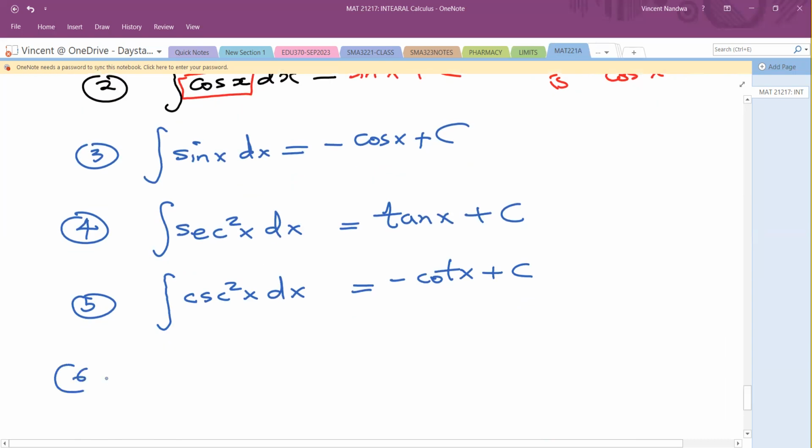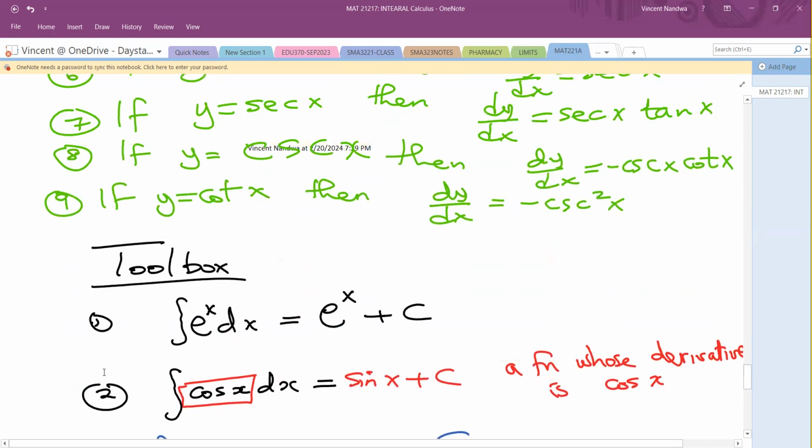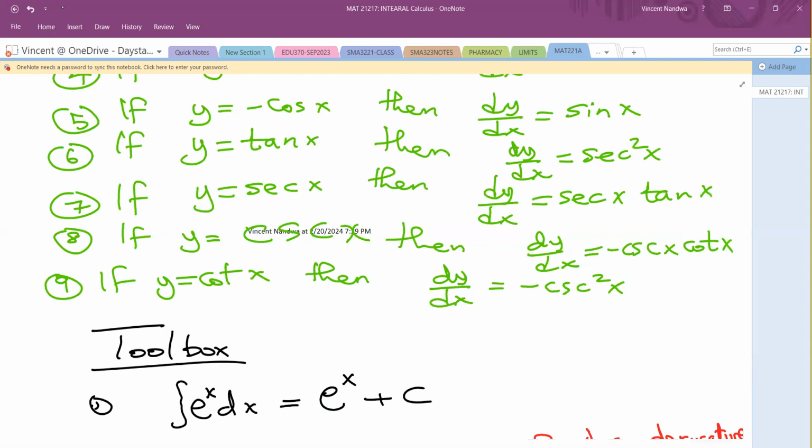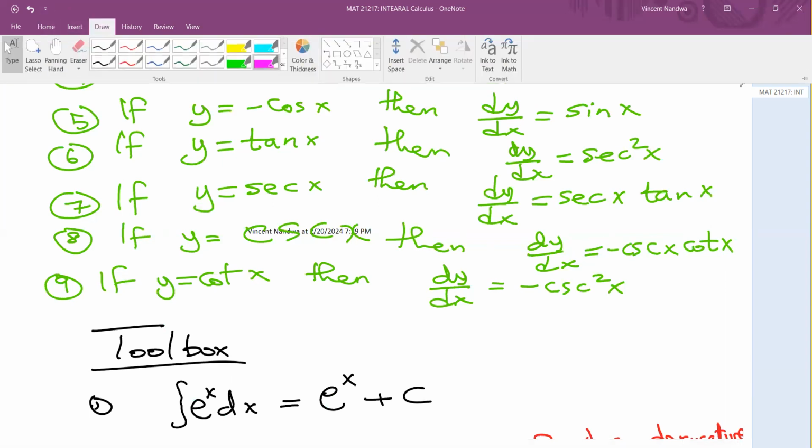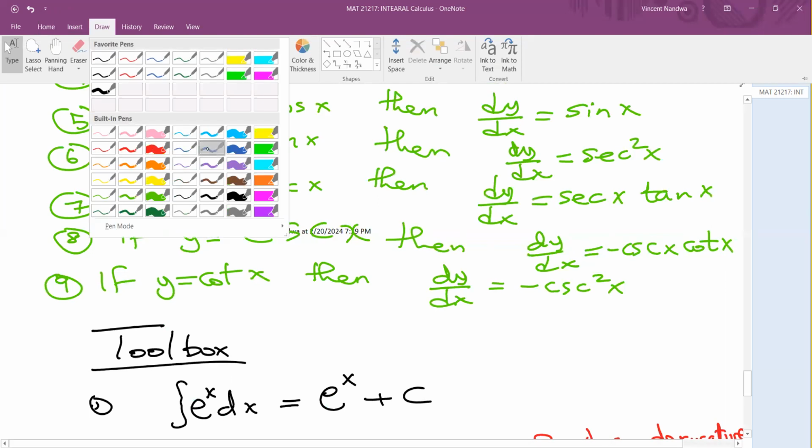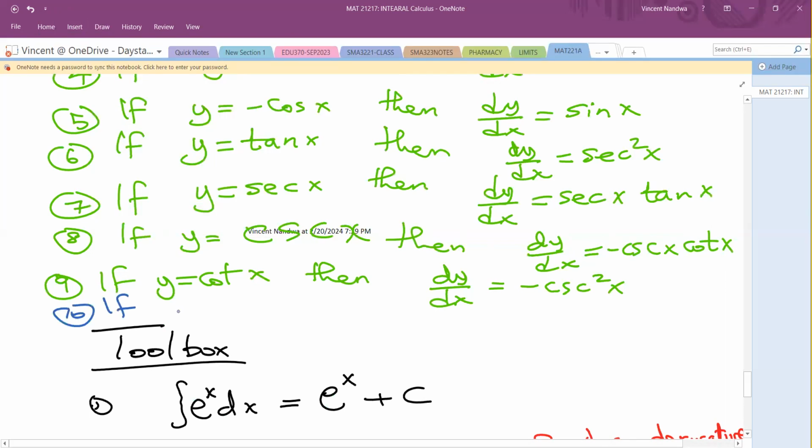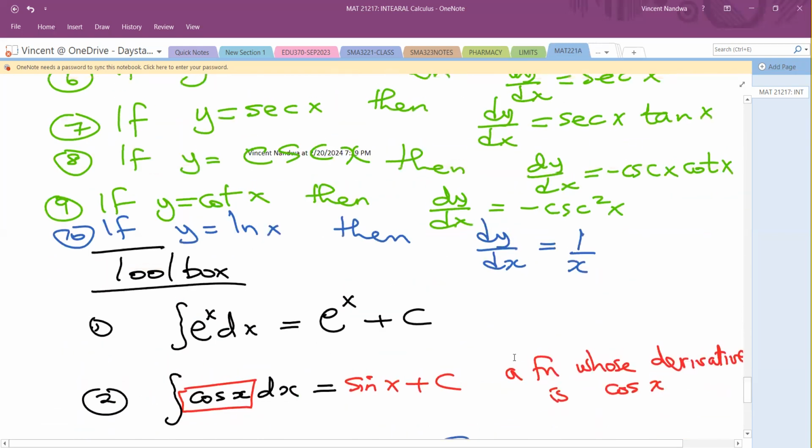Then number 6. By the way, I wanted to add something here. If we are to call it number 10 to this differentiation list, if y is given by ln of x, what is dy dx? One over x, okay? So when the function is ln of x, then dy dx is 1 over x.